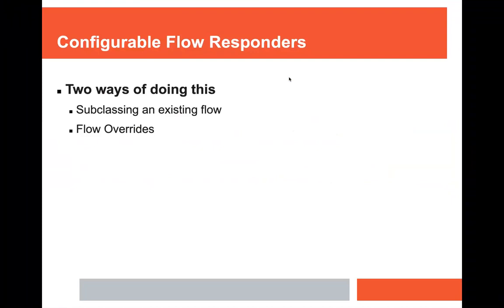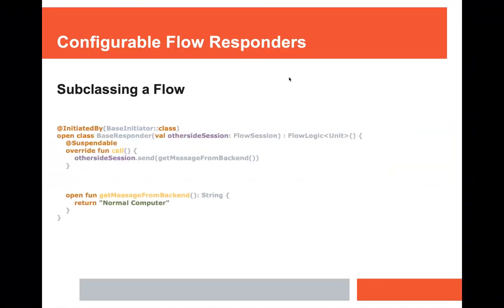So the first example would be subclassing a flow. In this case, we have a really, really simple flow. It responds to a flow called base initiator, and the base responder, all it does is it sends a message back to the initiating party. It's a standard function, all it sends back is a string, but we need to configure this for different backends depending on what particular backend they have.